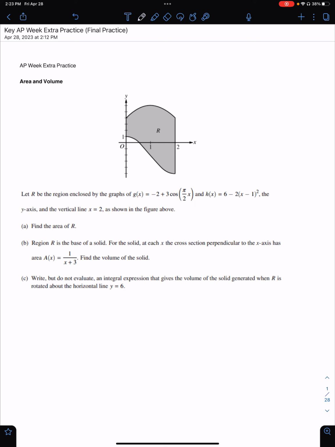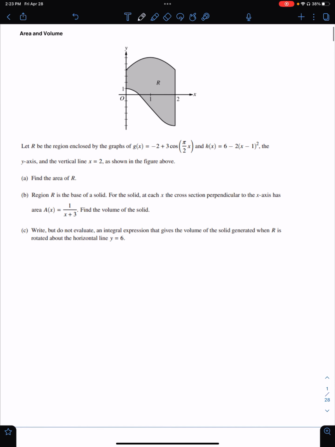It is an area volume question from the 2022 AB exam. It's a really good example of how to find areas and volume. So let's take a look. We have the region R. It's enclosed by this cosine curve and this parabola. And it also has been bounded by the y-axis, or x equals 0, and the vertical line x equals 2.